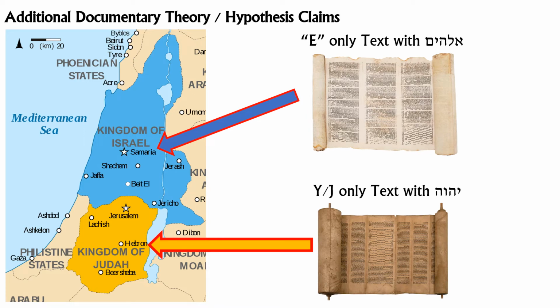So again, the claim here that the hypothesis makes is that the E text came from the north, which had Elohim in it, which also was a priestly text, and that the Y and J text came from the south, which had Yud He Wah He in it, the name of the Creator in it.